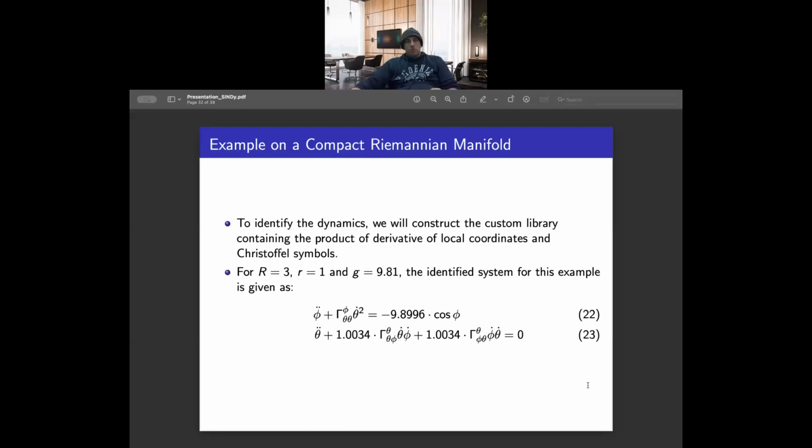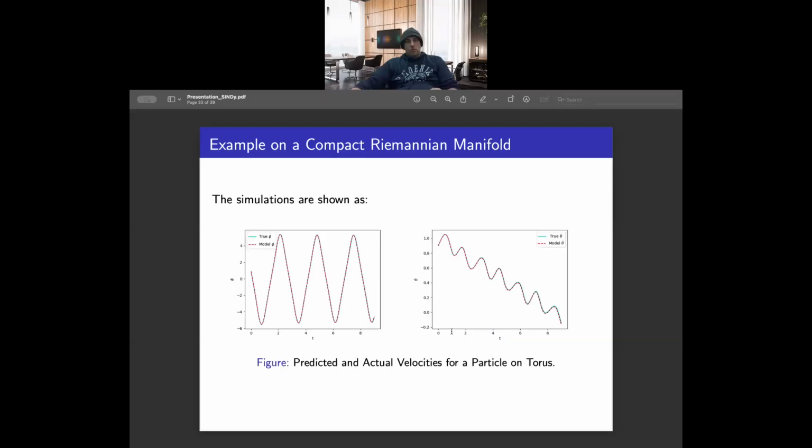In order to capture the dynamics in the custom library, I introduced these product terms that you can see here, these nonlinear functions that we have. So this was equation 22, and equation 23 is what was actually captured by the SINDy algorithm. These are almost the same, not exactly the same, because you can see from these simulations that we had done, these are the predicted and the actual velocities, actually not just t and theta, these are the velocities as well.